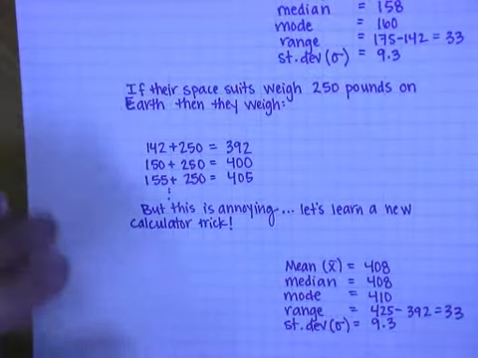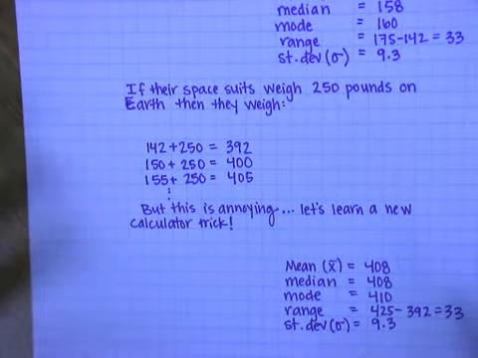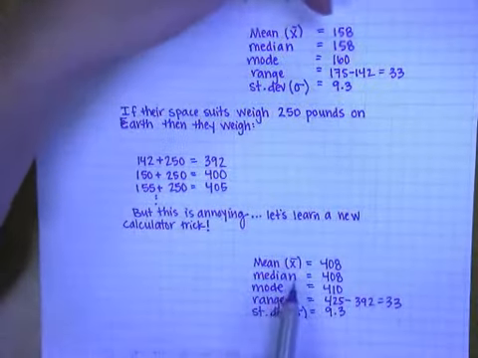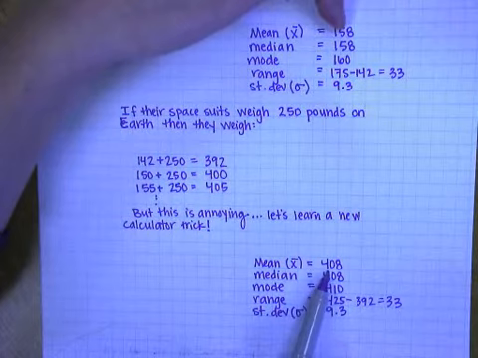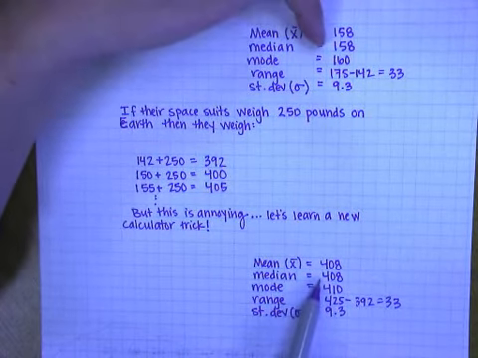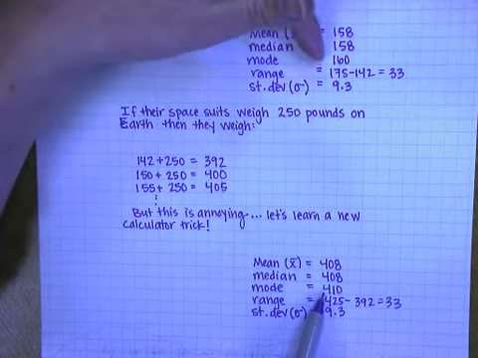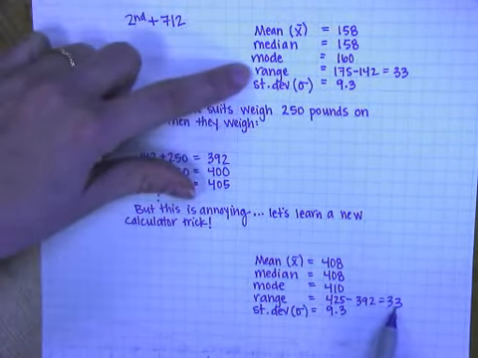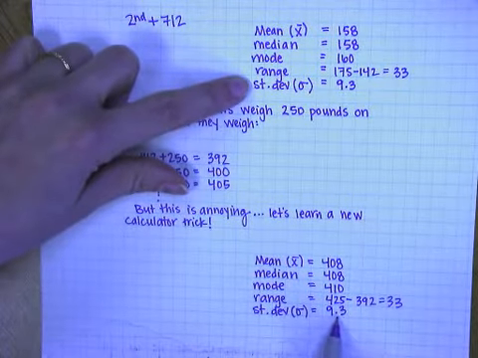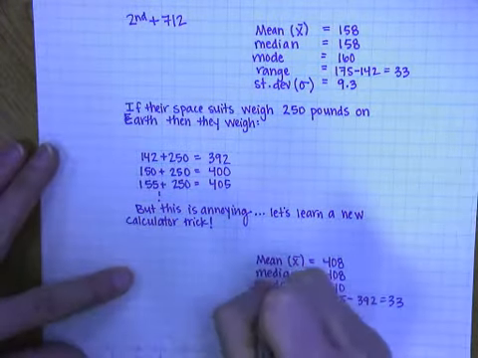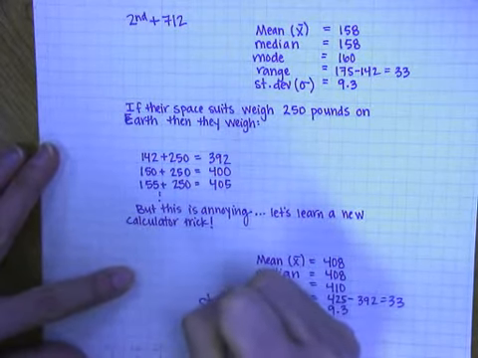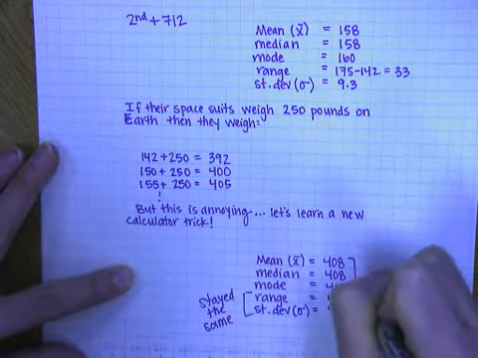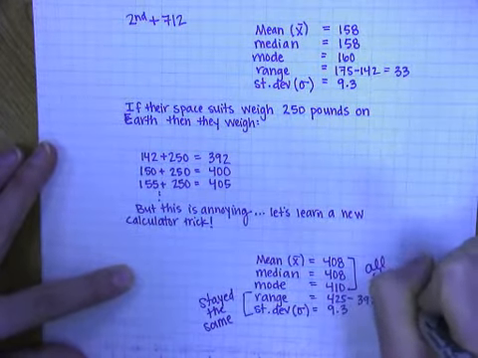So now we've got these numbers, and the whole point of this lesson is to notice what changes and what doesn't change. So if you guys are looking here, well, the mean changed. It went from 158 to 408. The median also changed. The mode changed. So all three of those numbers changed. They all went up. The range, however, if you notice, stayed the same, and the standard deviation stayed the same, which is kind of interesting. So these guys stayed the same, and these guys all changed.